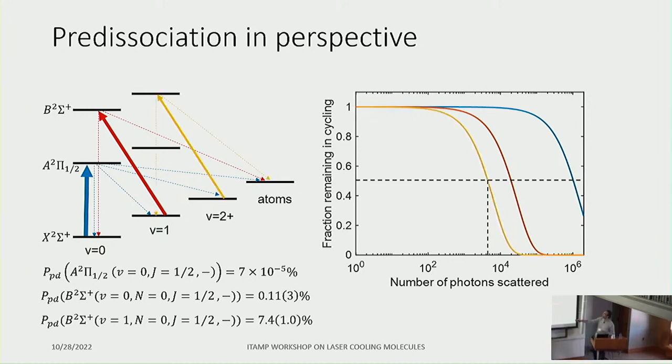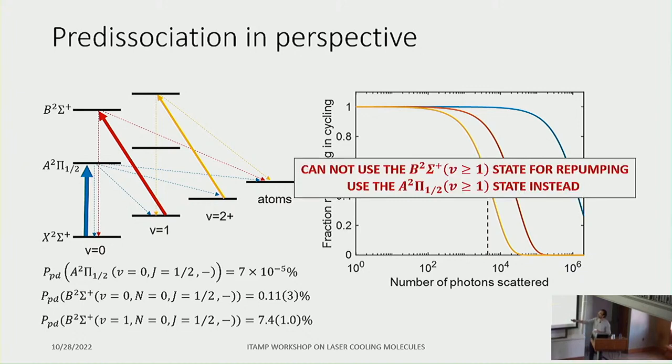But things get very complicated if we now start adding higher repumps, because as I mentioned before, this state is even worse. In fact, what you see is that now you cannot even scatter 10 to the 4 photons. So that's not good. Our conclusion is, do not repump through a higher vibrational B state. Instead, we can now repump through these states, because repumping through the A V equals 1, 2, and beyond has no effect on our scattering rate. And these states are definitely much better from a predissociation perspective.